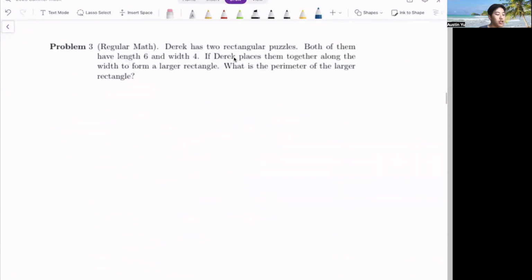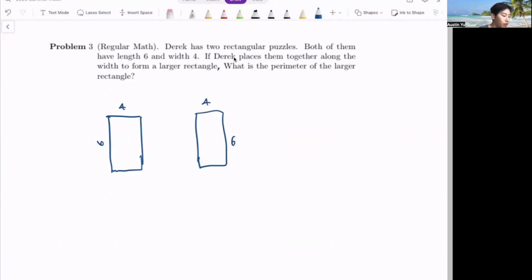Problem 3. Derek has two rectangular puzzles. Both of them have length 6 and width 4. If Derek places them together along the width to form a larger rectangle, what is the perimeter of the larger rectangle? So it says here that Derek has two rectangular puzzles. Both of them have length 6 and width 4. So let's draw this out. We have the length, which is 6, and then the width 4, and he has two of these, so 4 and 6. If Derek places them together along the width to form a larger rectangle, what is the perimeter of the larger rectangle? So let's see. So let's rotate these.